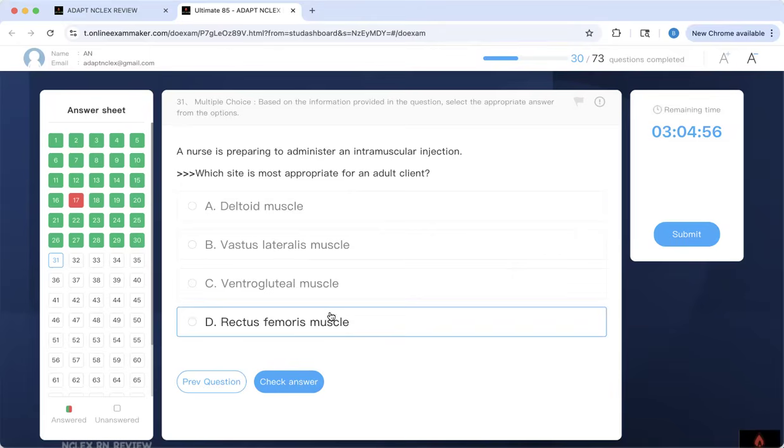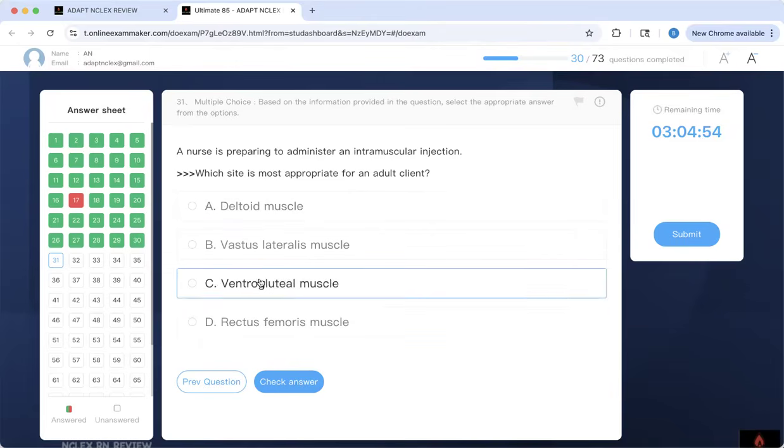You can be trapped because you put deltoid, but don't pick it. Ventrogluteal. Deltoid sometimes can be used for vaccination because it's a very small volume. But when they say iron medication, it's a large volume. The best place is ventrogluteal. Big muscle, big protection, less injury, best way to inject.